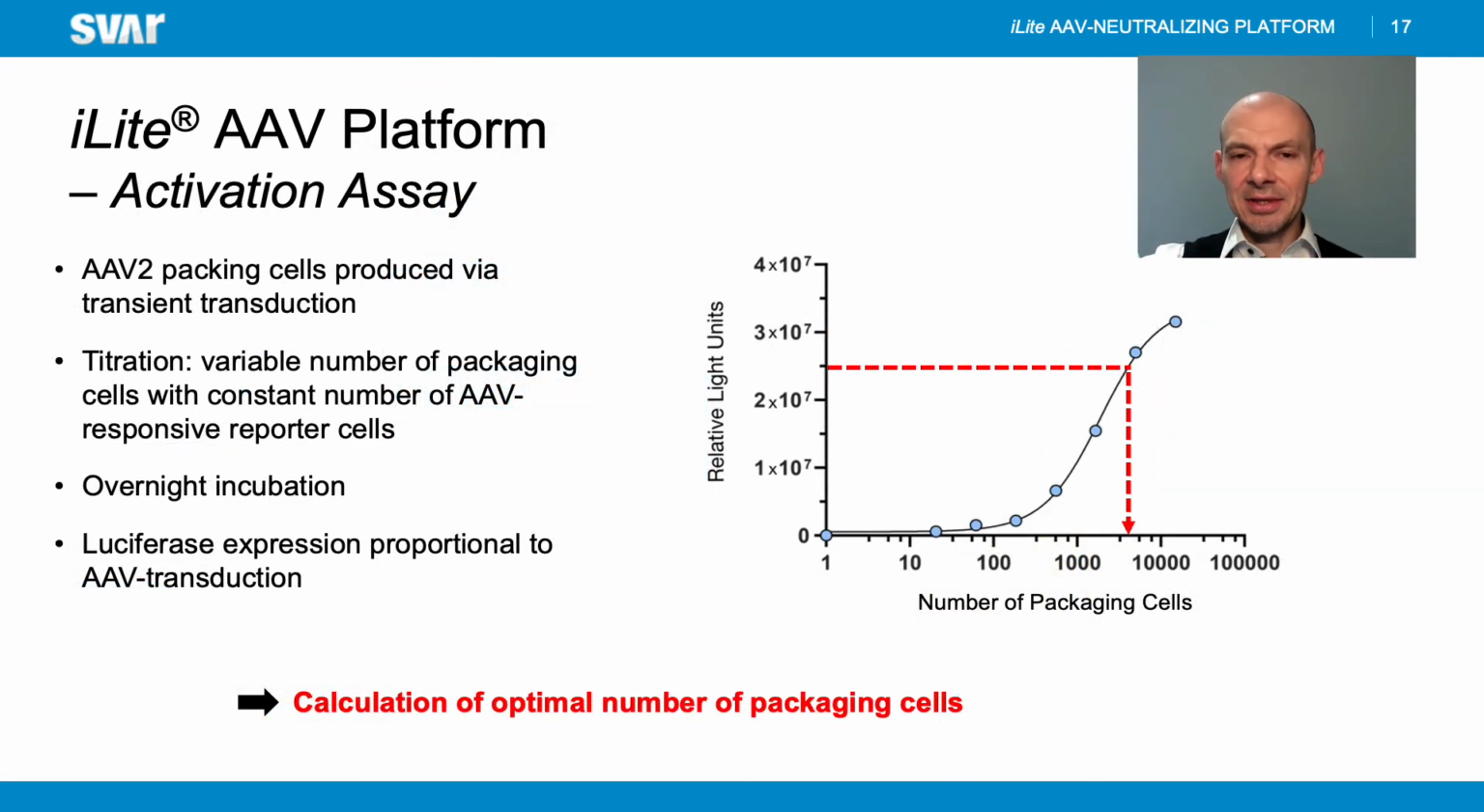So, let's take this step by step. First, I will zoom in on the activation assay. Here, the ultimate goal is to determine the optimal ratio of packaging and reporter cells for the new batch of packaging cells. This is something which needs to happen one time per batch of packaging cells. We take a constant number of reporter cells and cultivate them with a variable number of packaging cells overnight.